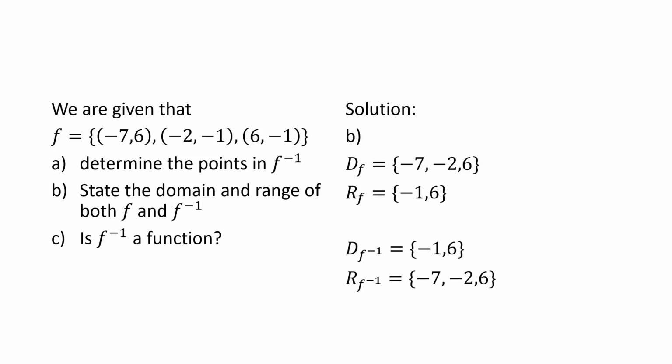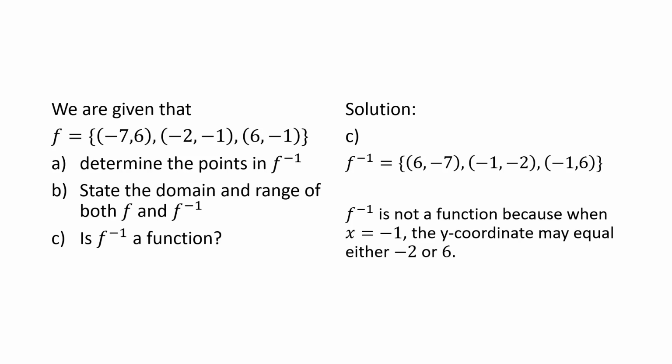Cool. The domain of the original function is -7, -2, and 6. Those are just the x coordinates of the original function. And the range is the set of -1 and 6. Now you might be tempted to say 6, -1, -1. But remember, you only state each individual value once, and you state them from least to greatest. Now, referring back to what we said f inverse was, the domain of f inverse is -1, 6, and the range of f inverse is -7, -2, 6.